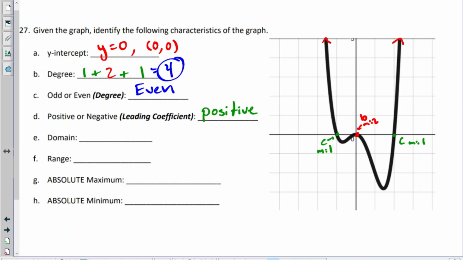Domain and range, well, we do have a new way to write domain and range, which is kind of cool. So let's do it in interval notation. Remember, domain is all your values left to right. It's all your possible x values.